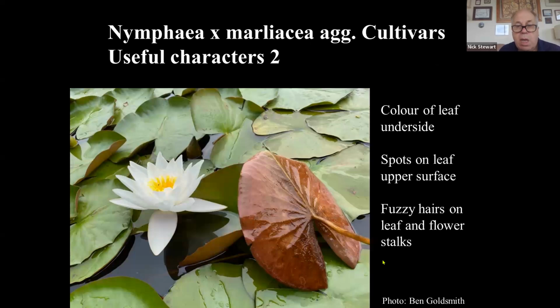And there are also characters like the color on the underside of the leaf, which is a useful thing, or whether there are spots on the surface, like with the Marliaceae chromatella. There are also some that have lots of fuzzy hairs all the way up the leaf stalks and the flower stalks. So that's another character that can be useful.